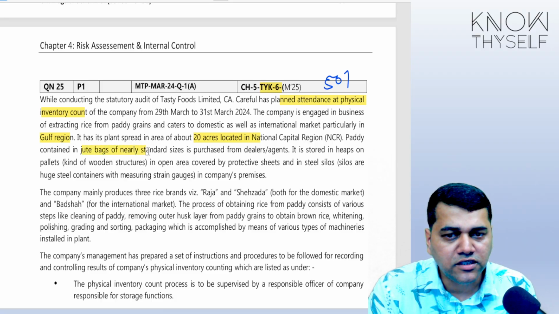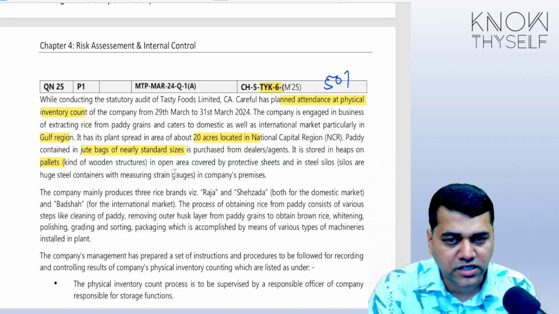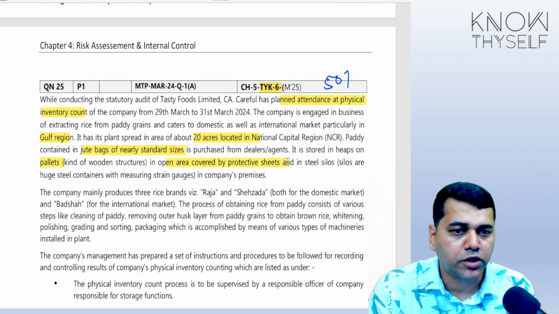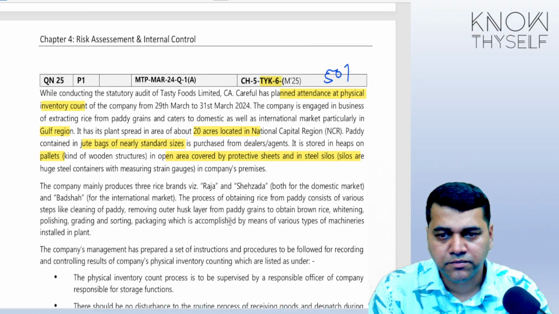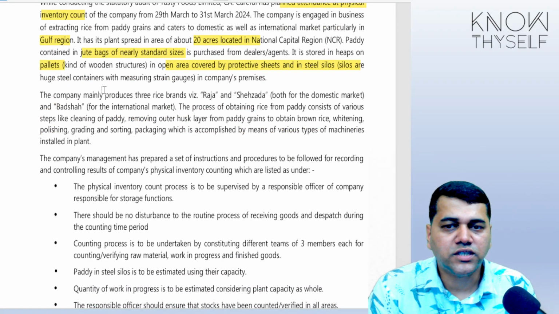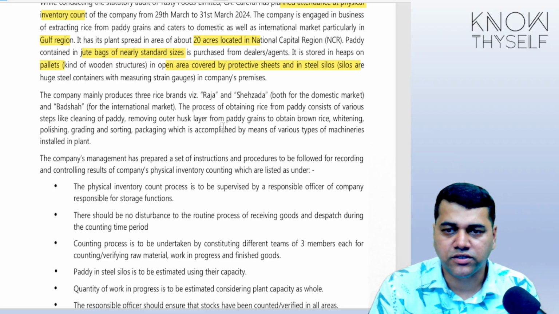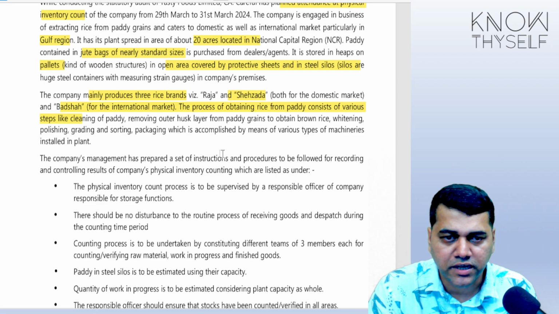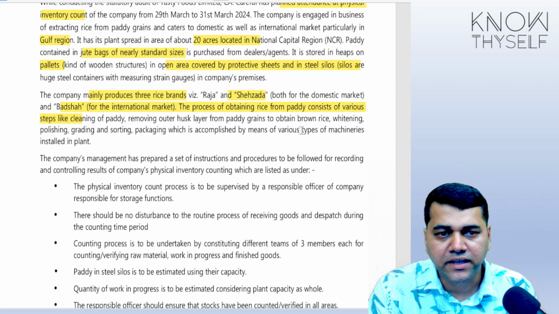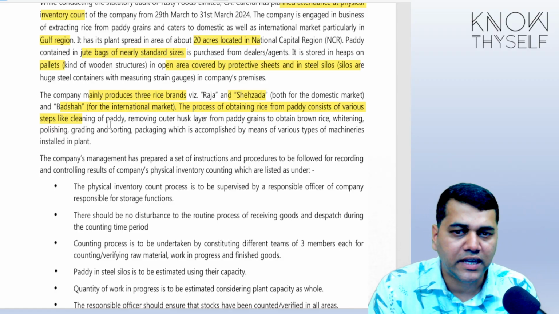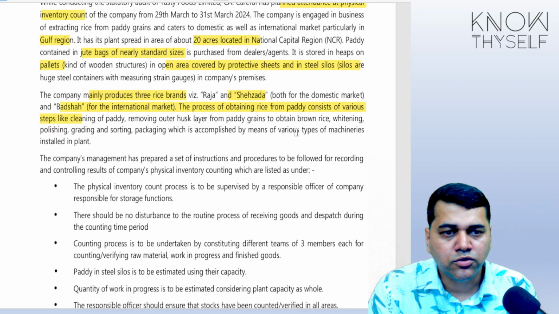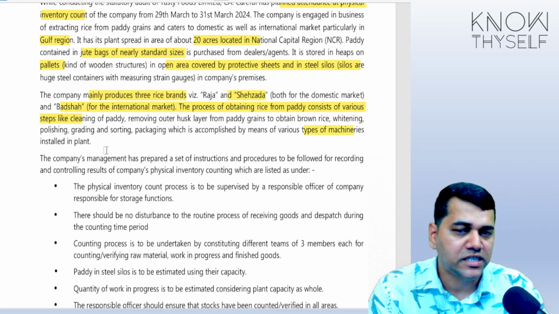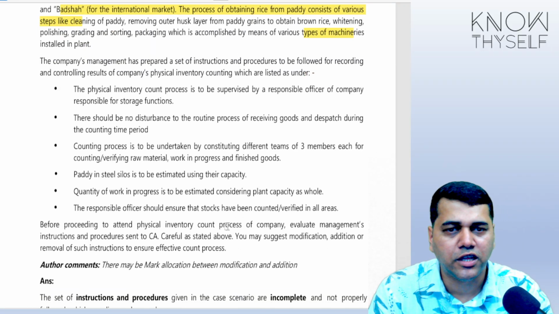Paddy is contained in jute bags of standard size. It is stored in heaps on pallets, a kind of wooden structure, in an open area covered by protective sheets, and in steel silos. Huge steel containers with measuring gauges. The company mainly produces 3 rice brands, Raja and Shehzada, both domestic, and Badshah for the international market. The process of obtaining rice from the paddy has various steps like cleaning, removing husk, etc. They are using some types of machinery in the installed plant. Okay, they explained all about their organization.